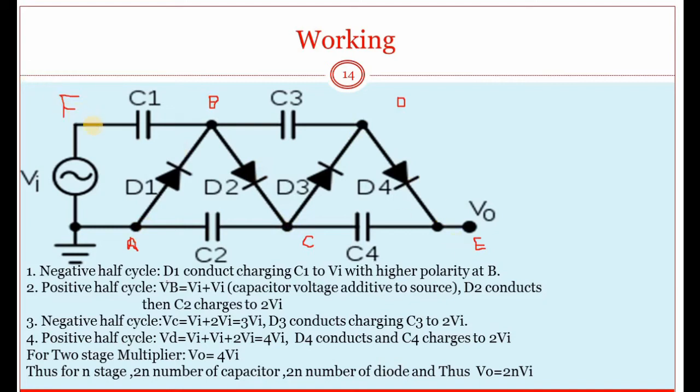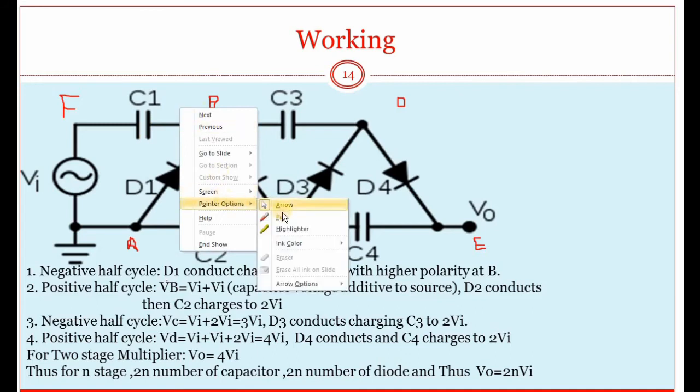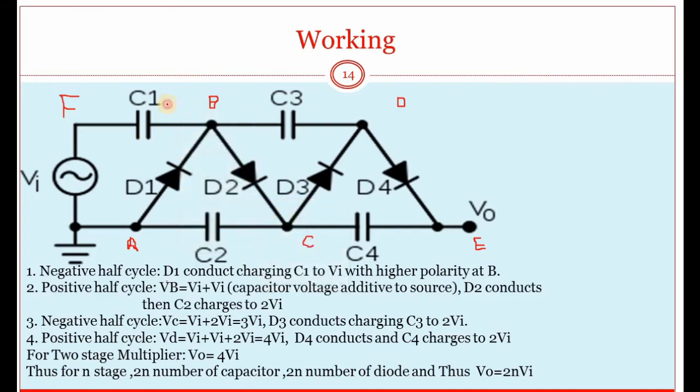At first, let's go from the negative half cycle. During the negative half cycle, D1 will conduct, thereby charging the capacitor C1 to Vi, that is the supply voltage. The capacitor C1 will be charged to Vi, so that C1 will have higher polarity at B. At point B, C1 will have positive or higher polarity. This is charged, and it will have positive here and negative here, and will have a voltage Vi.